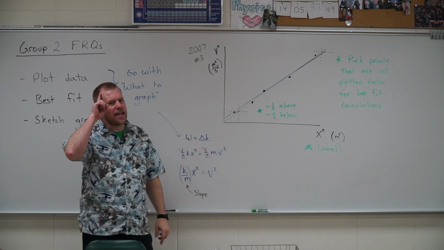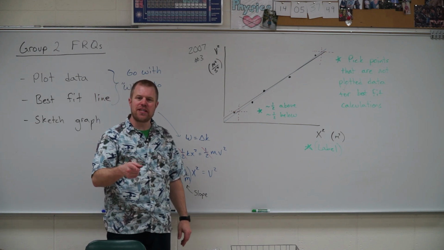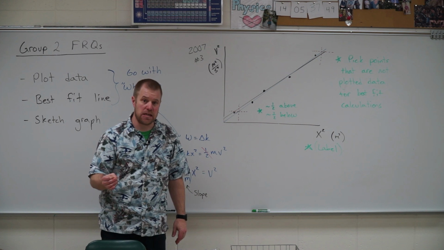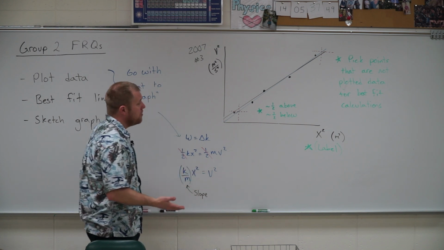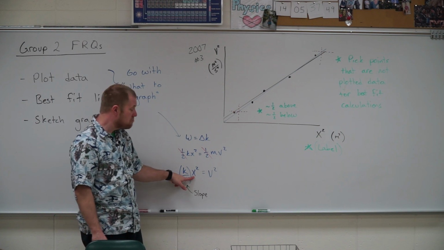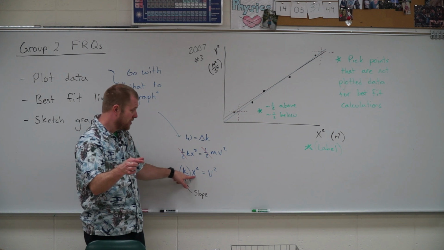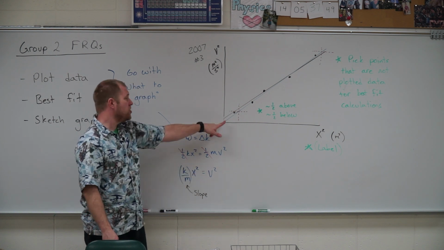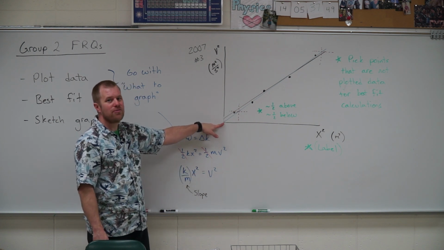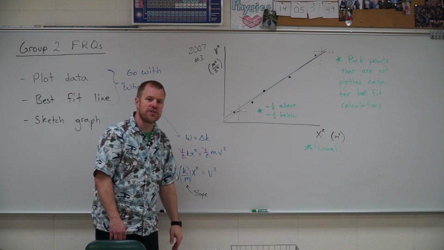So something to keep in your head when you're drawing these is: is this going to have an intercept, and what does that mean? The idea is this. If I don't stretch the spring any, so this is 0, what's the maximum velocity it's going to reach? 0. So I should have this going through the origin. Keep that in mind when you put your best fit line on there as well.